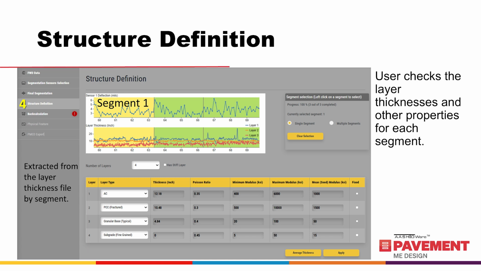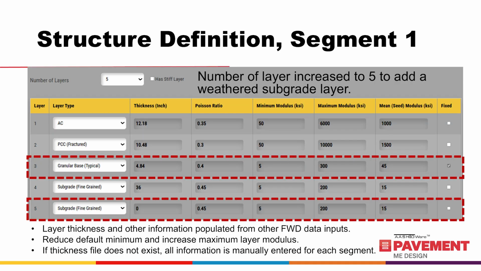After one of 3 segments has been entered, 33% will be shown. This screenshot is to simply show when a layer is added to the structure from the layer thickness file. In many cases for the layer defined by GPR testing, 1 subgrade layer is used.